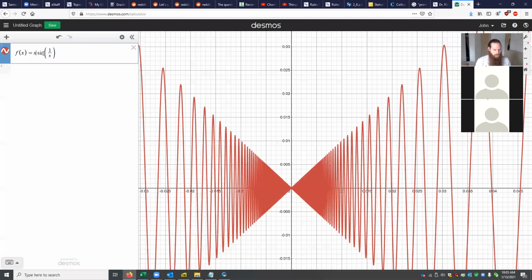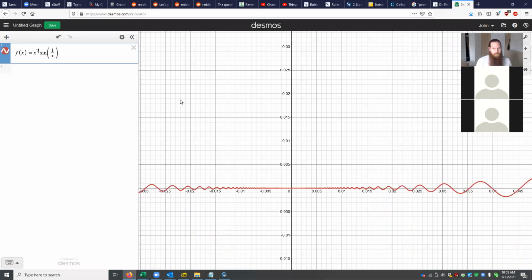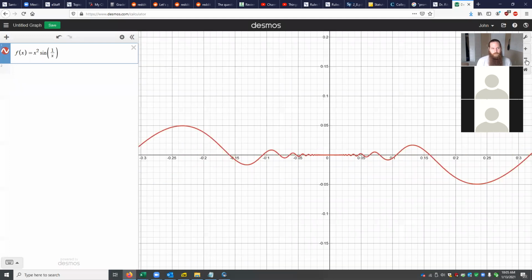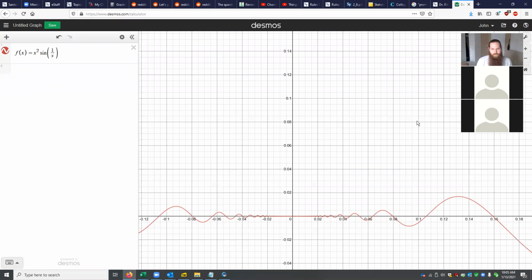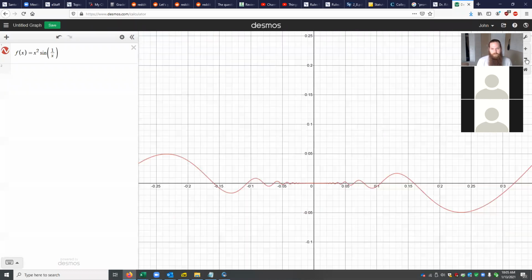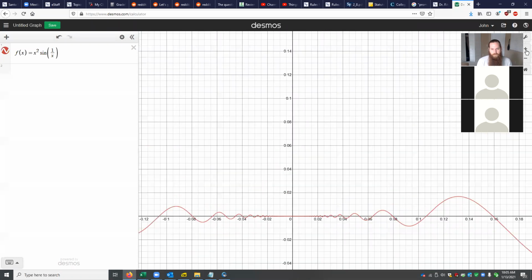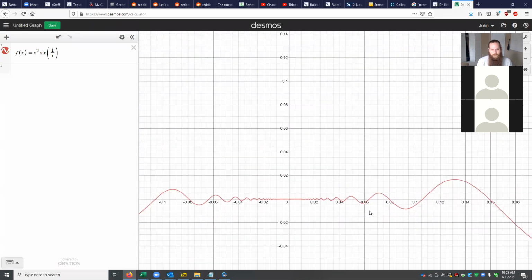Sorry, this is x times 1 over x. We actually need x squared times 1 over x. So we're zoomed in too far for him. Yeah, here's x squared times 1 over x. So we start to think that this limit might actually exist, right? Despite the rapid oscillations, despite the fact that this thing is wiggling back and forth really fast here, it looks like the function is indeed going to 0.